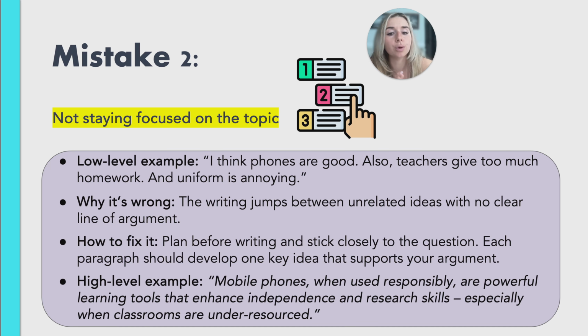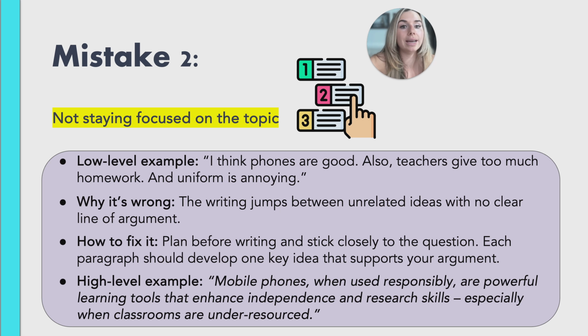So for example, if I was just sticking to one thing in this, you can see that the first one says, I think phones are good, teachers give too much homework, and uniform is annoying. I'm just going to stay super focused on phones and really expand on that. So maybe I have one paragraph on phones, one paragraph on teachers giving too much homework, and one paragraph on uniform is annoying. But in each of my paragraphs on phones are good, I'm going to give loads of different reasons why phones are good.